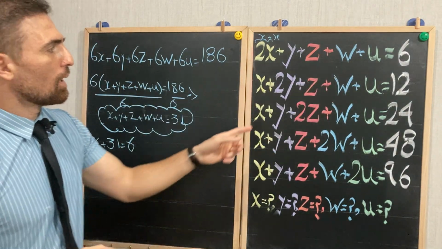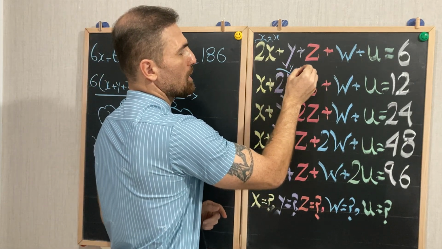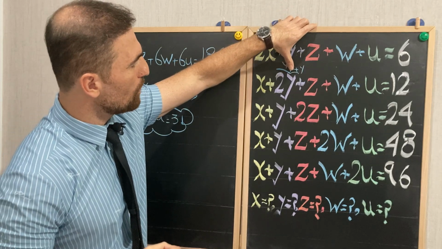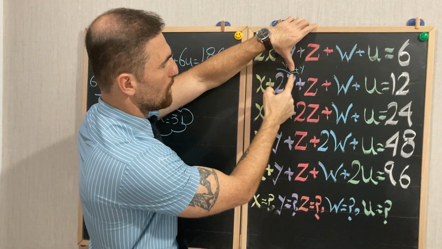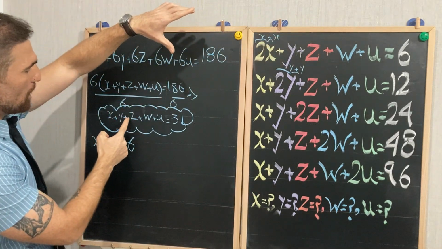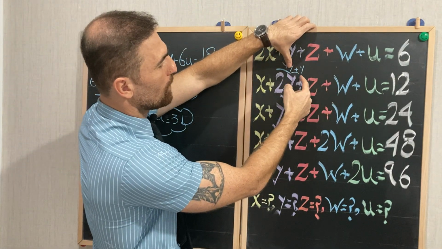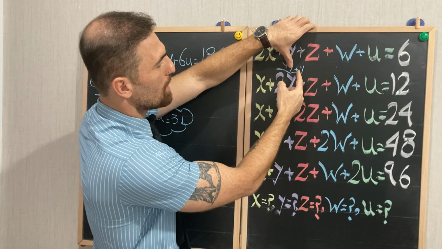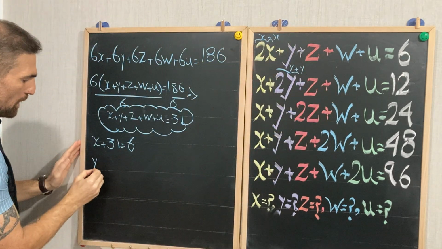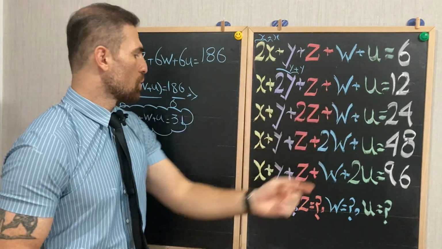The next one. 2y equals y plus y. Let me hide one y. What is this? x plus y plus z plus w plus u equals 31. And we have one y. Therefore, we can say y plus 31 equals 12.